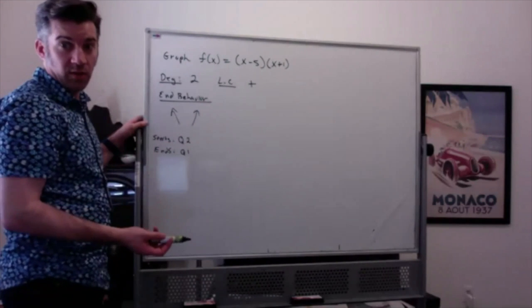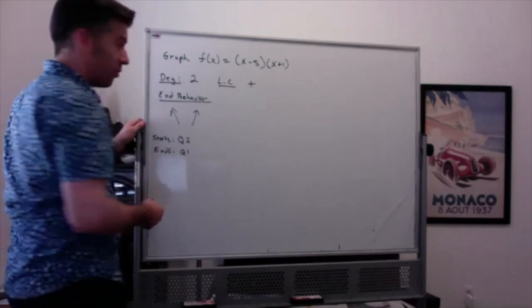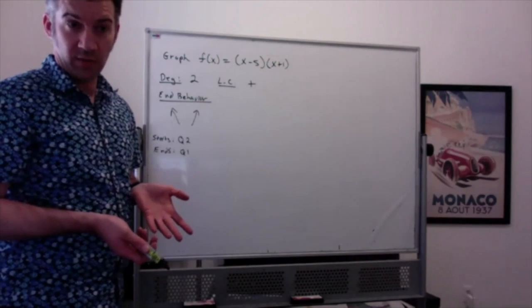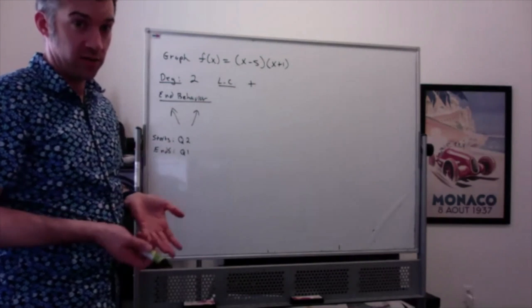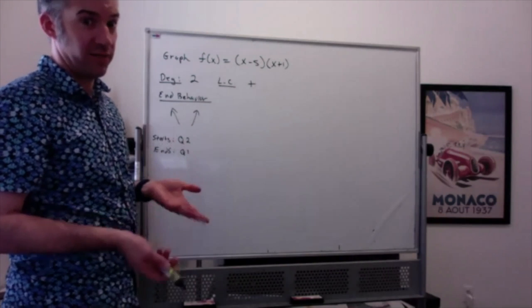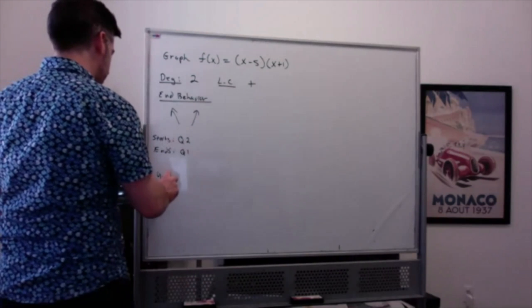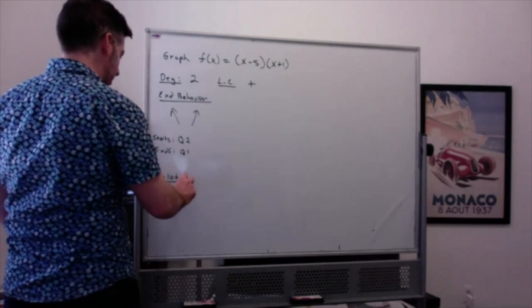And then we're going to talk about the intercepts. So we're always going to have y-intercepts for a polynomial. It's always true. Every polynomial has a y-intercept because they're defined everywhere. So the y-intercept, we're always going to find by setting x equal to 0.